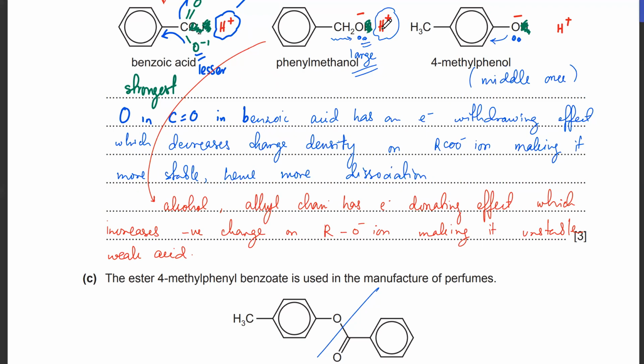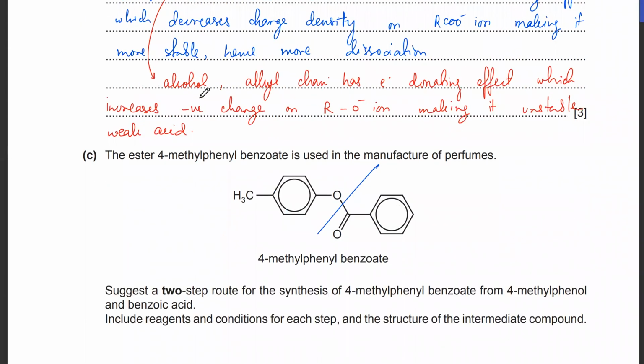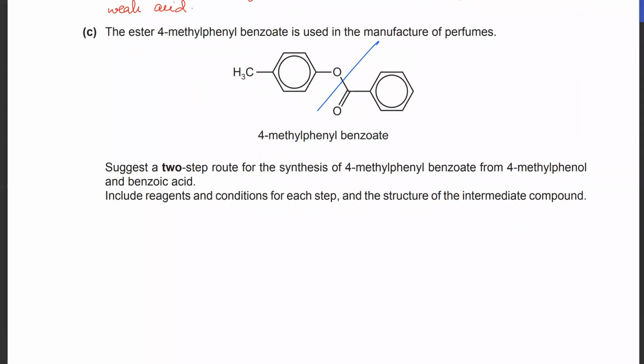You've got this one, OH, and you've got a carboxylic acid. You just have to connect them together. So here's what's happening. You've got a benzoic acid, and you've got methylphenol. So the phenol OH would be over here, and you've got a CH3. You just have to connect them together in the middle.